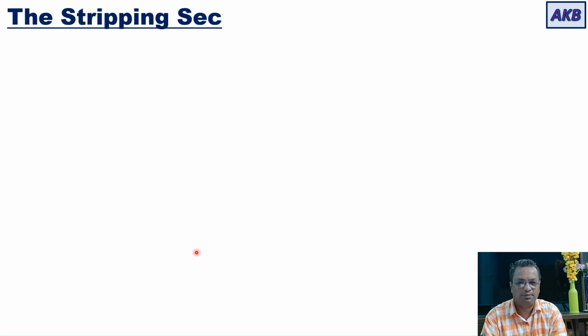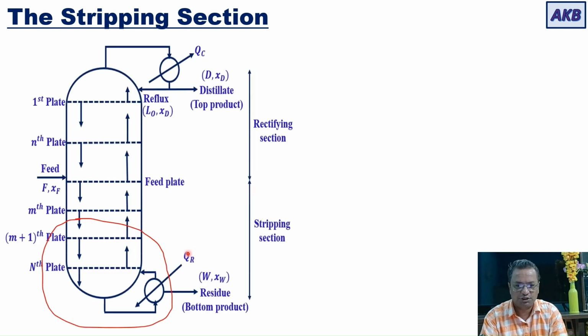Okay. After the material balance for the rectifying section, now let us consider the stripping section. So first, let me show you the stripping section. You have the entire column, and now I am considering this part of the stripping section.